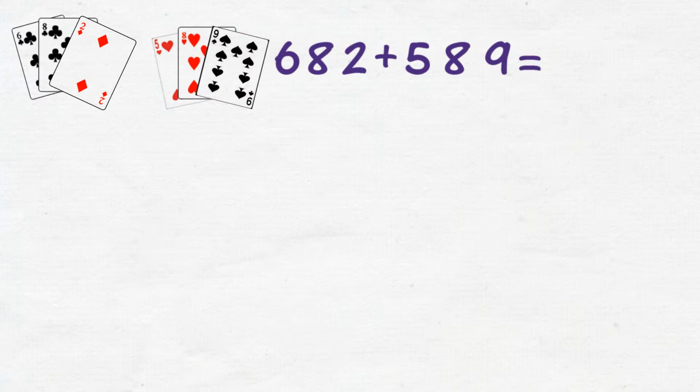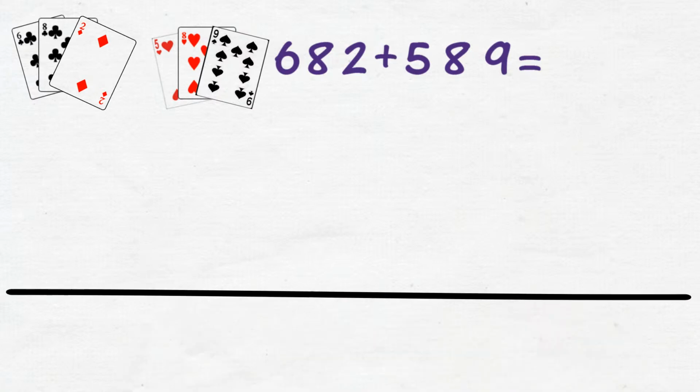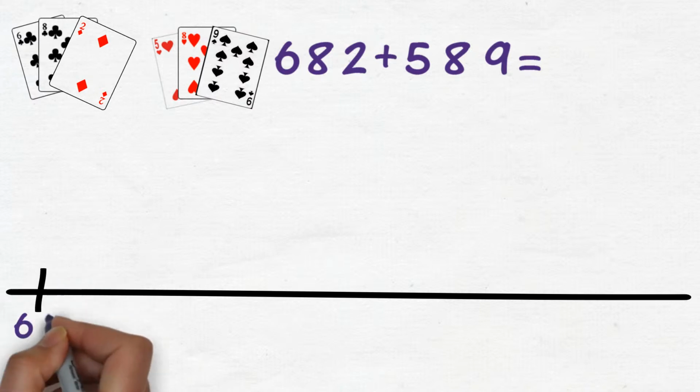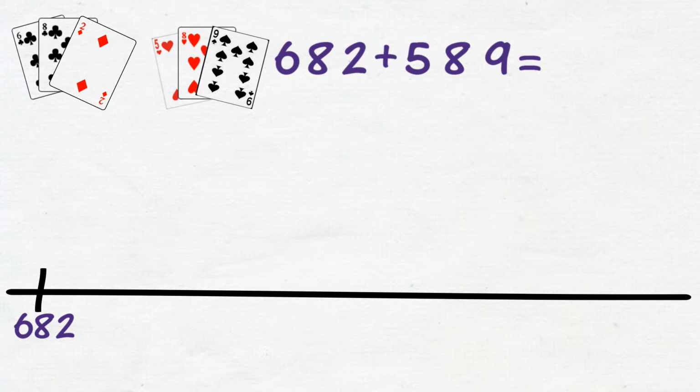Let's start by recording an open empty number line and placing one of the numbers on the left end so that we have room to get larger as we add. Does it matter what number we start from? When we add, can the numbers commute? So we're adding 589. Will we add the whole of 589 at the same time?